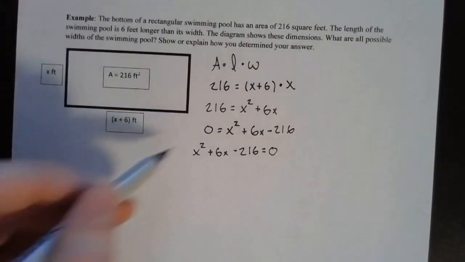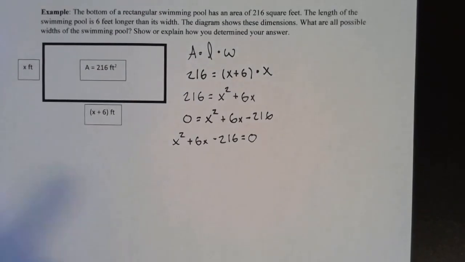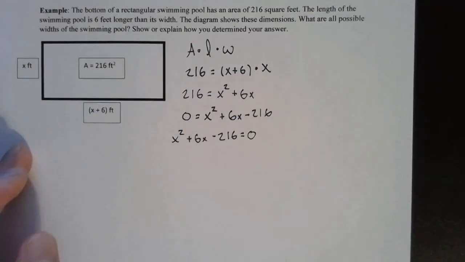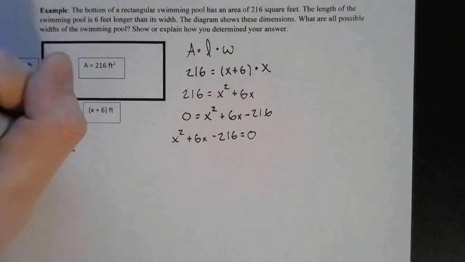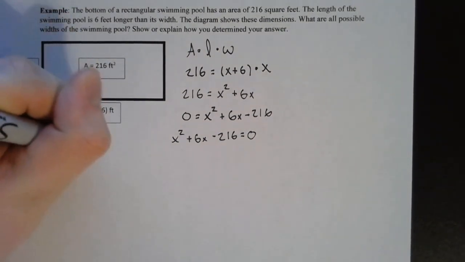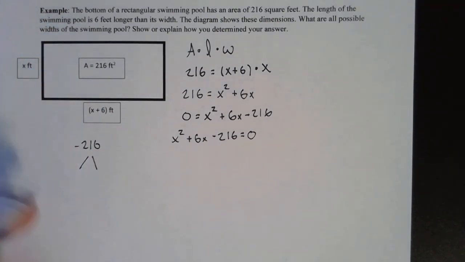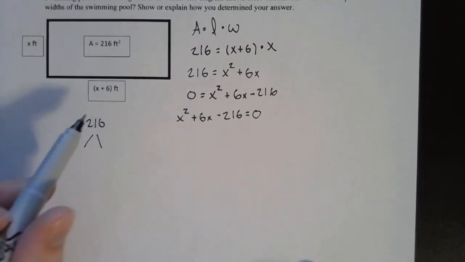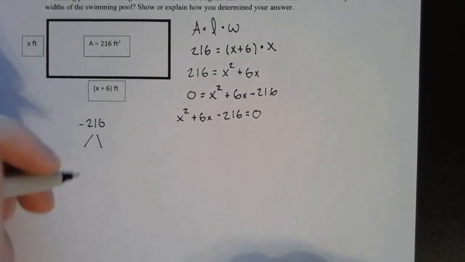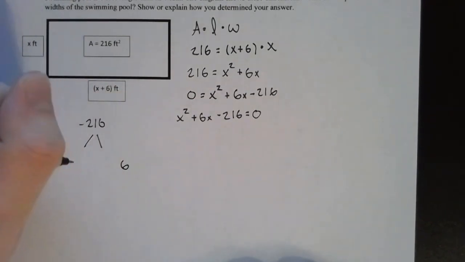So now that I have my whole quadratic on the left side of the equation equal to 0, this is something that I can factor and solve for x so that we can determine what this width actually is. So we'll need to do an ACB tree here. So our A value is 1, our C value is negative 216. So 1 times negative 216 is just negative 216.